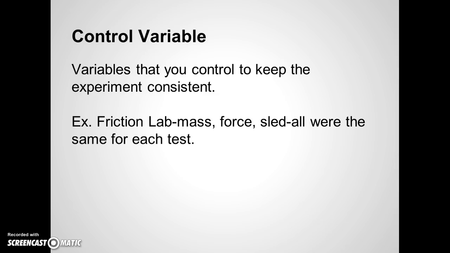Control variable, these are variables that you have to control. I mean, they're not ones that you're manipulating, they're not necessarily ones that you are measuring to determine your hypothesis, but they're things that you need to keep controlled. You have to keep everything the same except for the one independent variable that you are changing. So, with your friction lab, you have your mass, the force, the sled. Those are all the same for every single test.